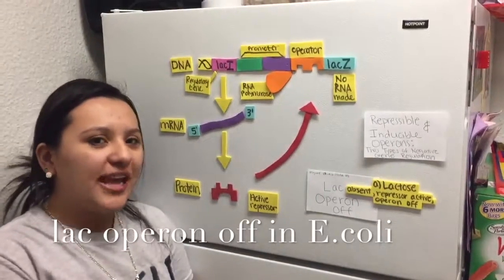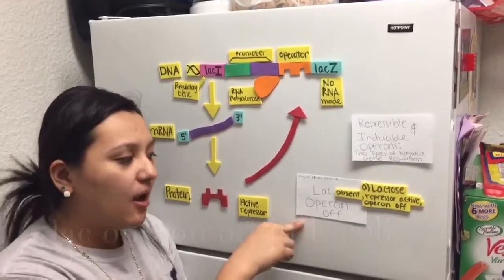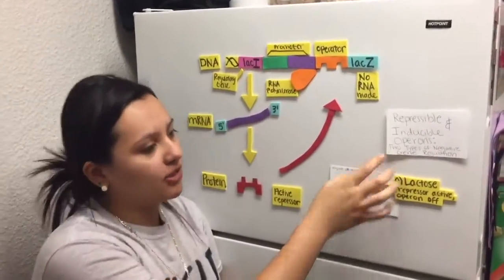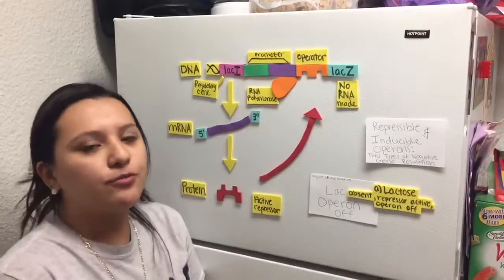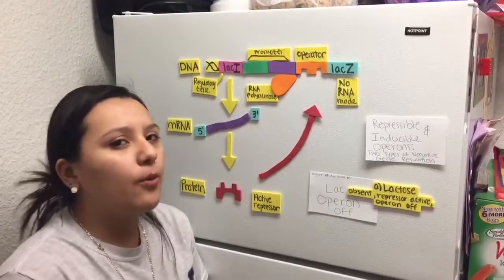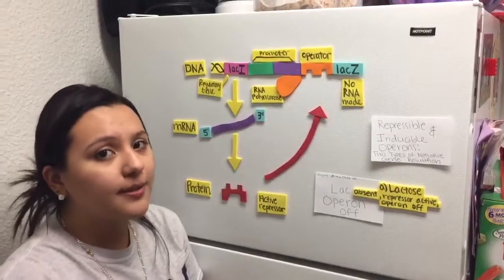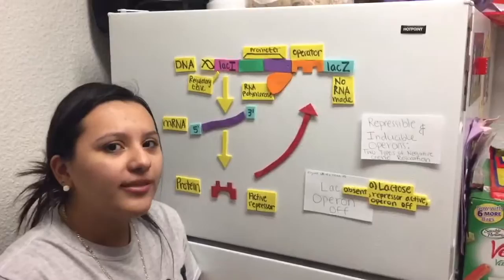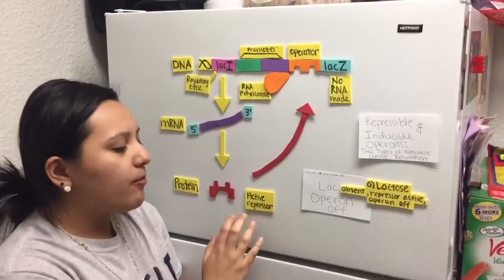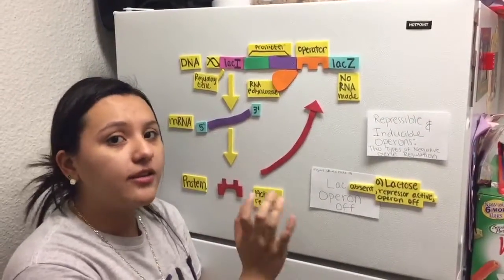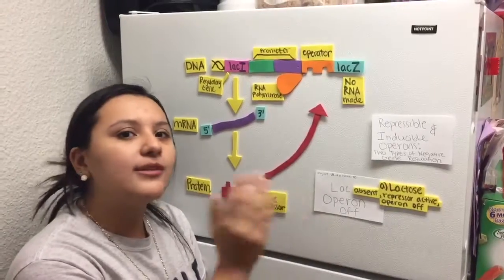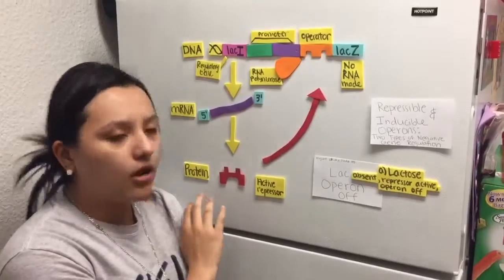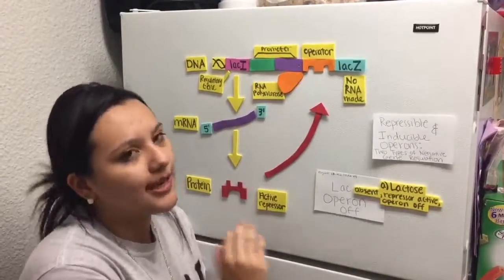In this demonstration, I will be talking about the lac operon off, and I will also be mentioning repressible and inducible operons. So, what is a repressible operon? A repressible operon is one that is usually on. For example, the trp operon is a repressible operon. What this means is that the repressor would bind to the operator and cease transcription, since RNA polymerase was no longer able to continue.